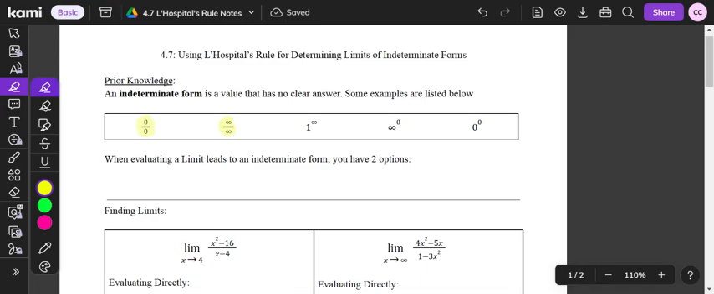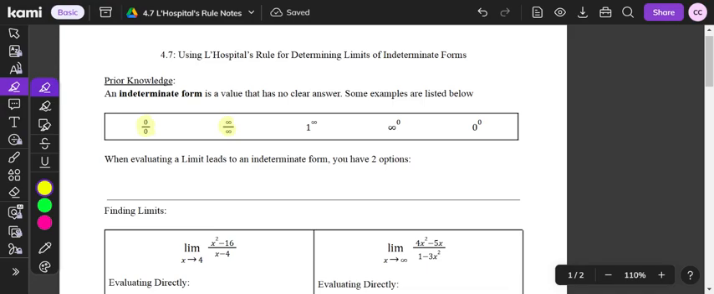So let me talk about this one, for example. 1 to the infinity. Two kind of conflicting math rules going on here. 1 to any power is always going to be 1. 1 squared is 1. 1 to the third is 1. 1 to the infinity should also be 1. However, any number to the infinity power is infinity. So which is it? Is it 1 or is it infinity? We don't know. That's why it's indeterminate. Okay, so lots of different types of indeterminate forms.